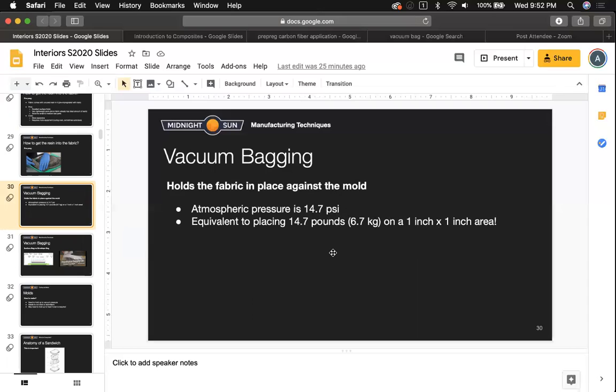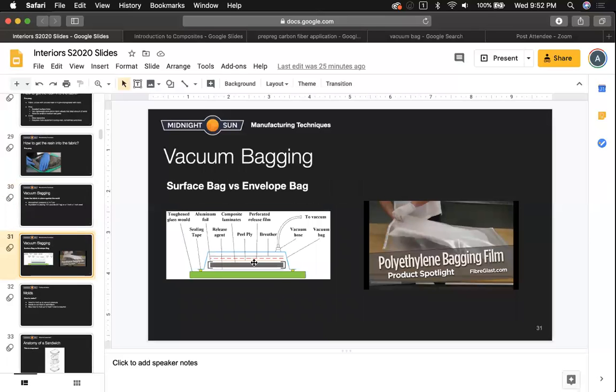So if you imagine scaling that up for a part that's a foot by another foot, to get that same amount of clamping force using just weights, you're looking at 12 times 12 times 14.7, so many hundreds of pounds, to get the same amount of force that you can get with vacuum.